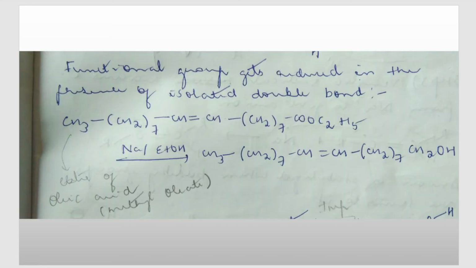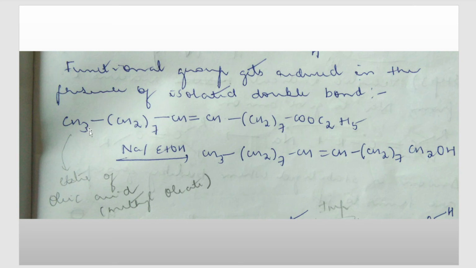The application of using sodium in alcohol, or any metal in protic solvent, is that it can reduce the functional group in the presence of an isolated double bond without reducing the double bond. Only the functional group is reduced, because it is a very selective reducing agent. It will only reduce the functional group and leave the double bond as such.